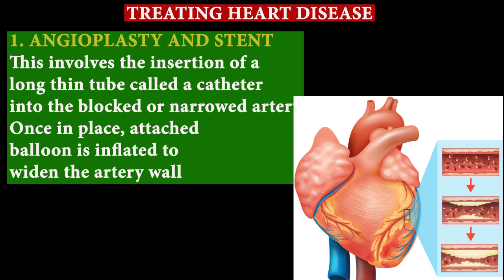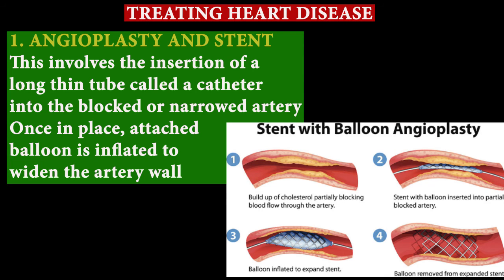Treating heart disease. There are 2 or 3 major ways heart disease can be treated. Number 1 is angioplasty and stent. This involves the insertion of a thin tube called a catheter with a deflated balloon into the blocked or narrowed artery. Once in place, the balloon is inflated to widen the artery wall, effectively freeing the blockage. Sometimes a stent is also applied to support and keep the arteries wide open to keep blood flowing.